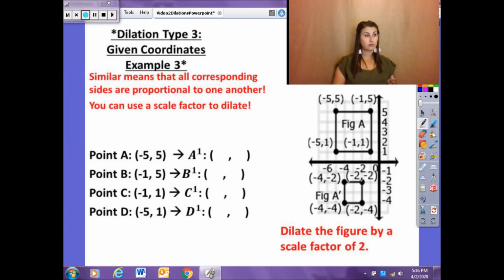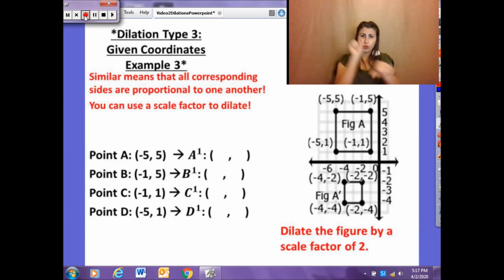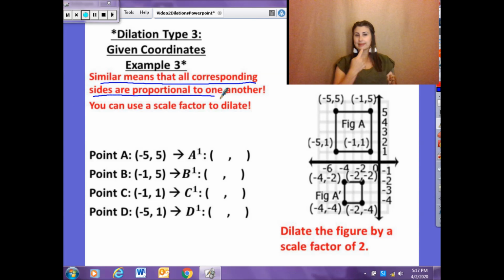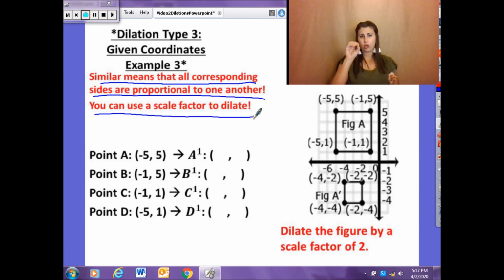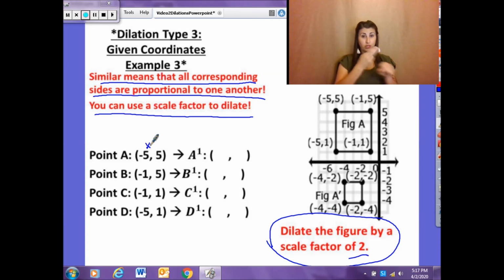Number 3. So I'm going to pause this, and I want you to pause this after I'm done talking and try this example, and then come back so that we can check your work. Go ahead, pause it. All right, so it says similar means that all corresponding sides are proportional to one another. You can use a scale factor to dilate. And here are the directions down here. Dilate the figure by a scale factor of 2. So you're just multiplying each one by 2.